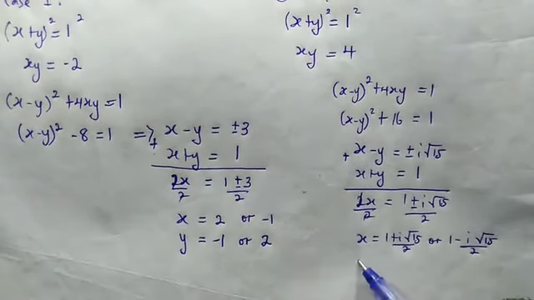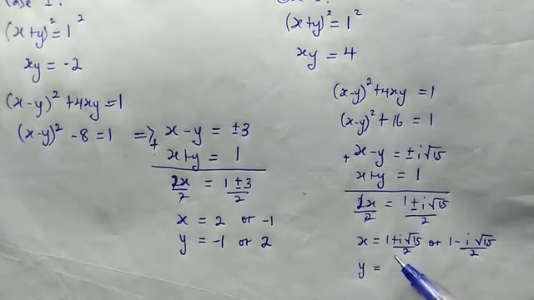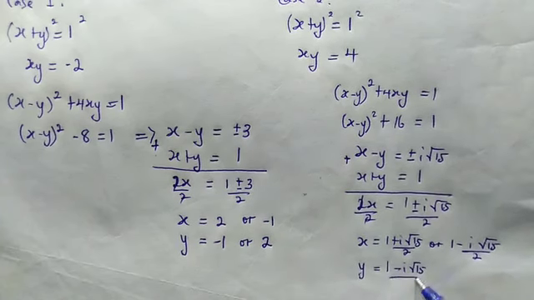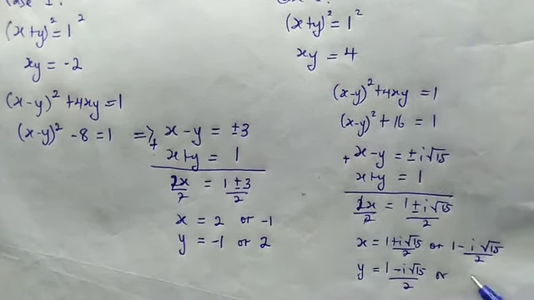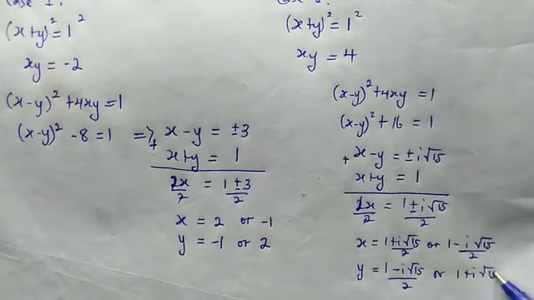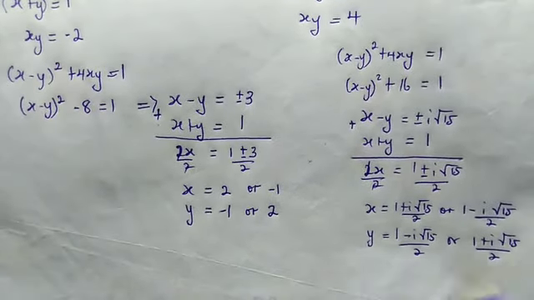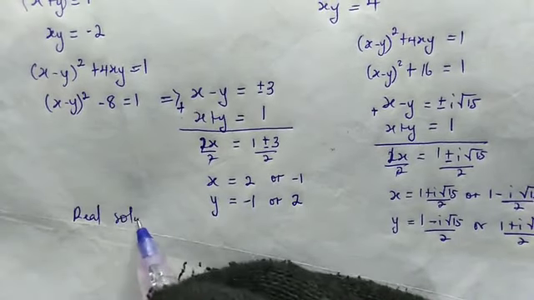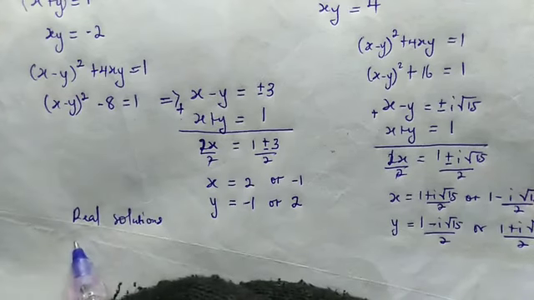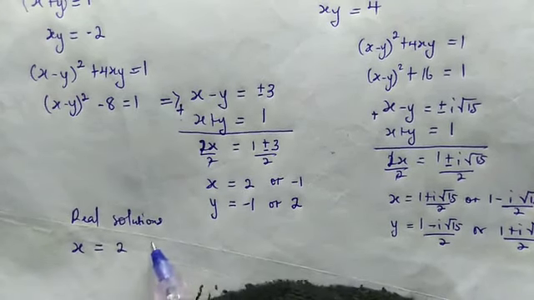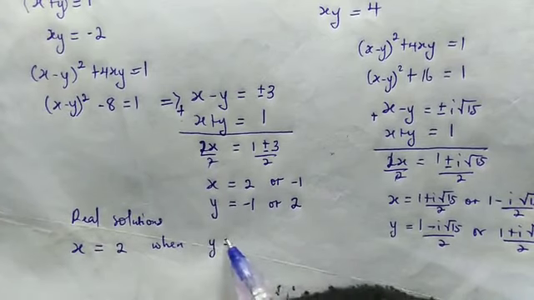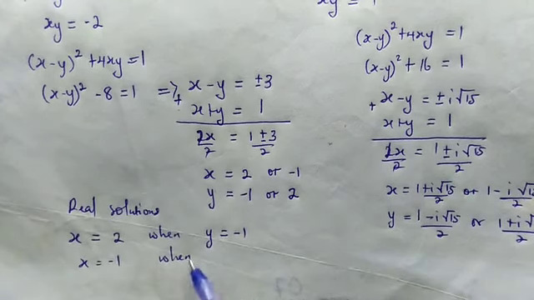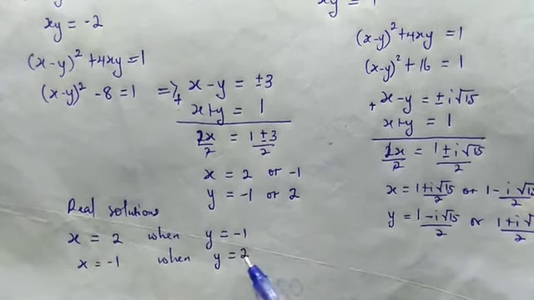These are the complex values. So here y is actually 1 minus x. So we have 1 minus i root of 15 over 2 when x is equal to this, or 1 plus i square root of 15 over 2. So here we come up with the solutions. So for real solutions, we have x is equal to 2 when y is equal to negative 1. x is equal to negative 1 when y is equal to 2.